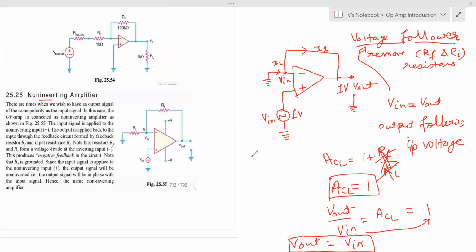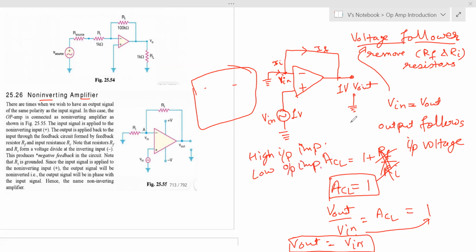Which are they? High input impedance. Because of high input impedance, any circuit can be connected at the input of the op-amp. The other characteristic is very low output impedance. Because of very low output impedance, any other circuit can be connected at the output, which will not load this op-amp or the previous circuit.